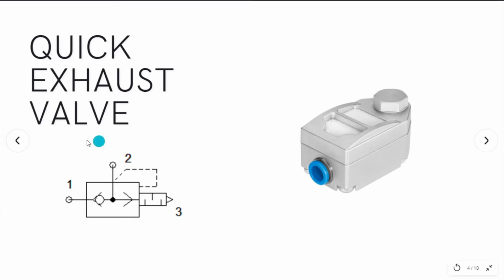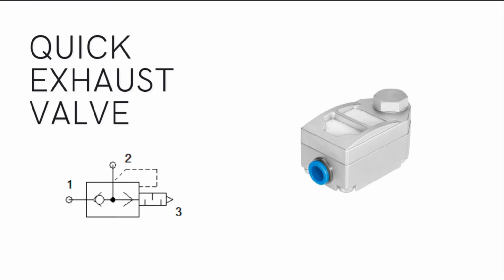As you can see here, we can see the symbol and then the actual picture of the component. It allows the air that is coming out of the pneumatic cylinder to be directed into the atmosphere instead of flowing back through the valve and slowing the process down. It is installed at the rod or blind end of a pneumatic cylinder to provide a quick extension and retraction of the equipment.